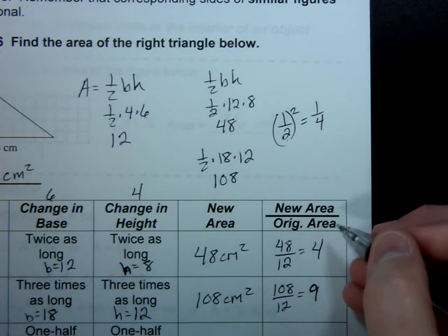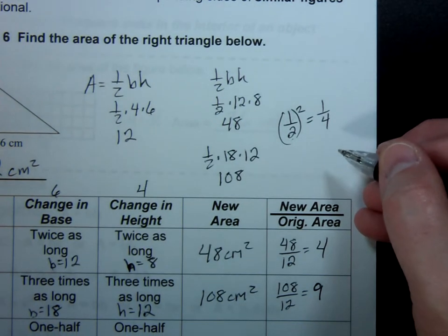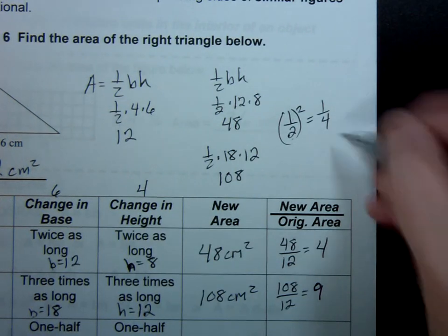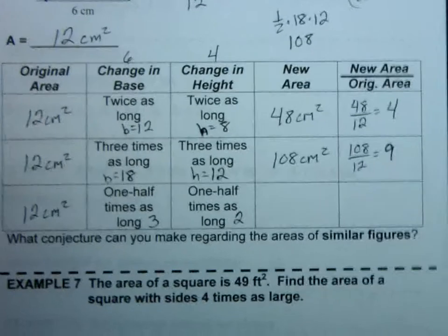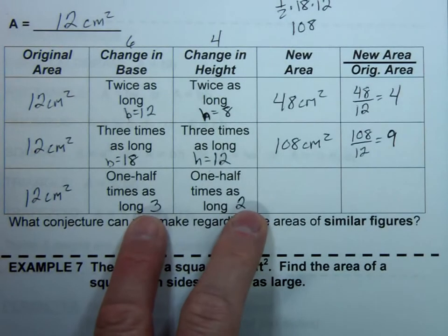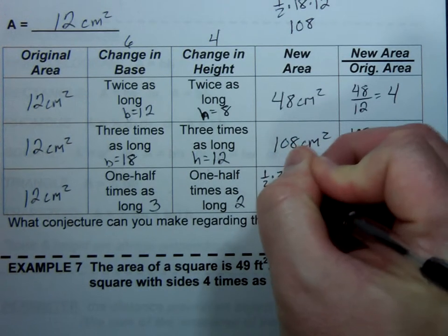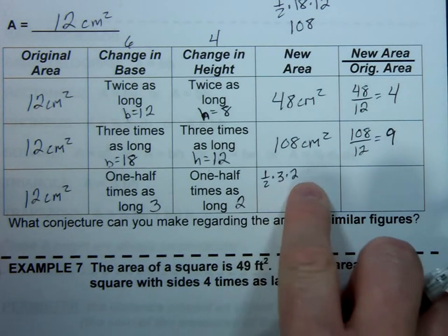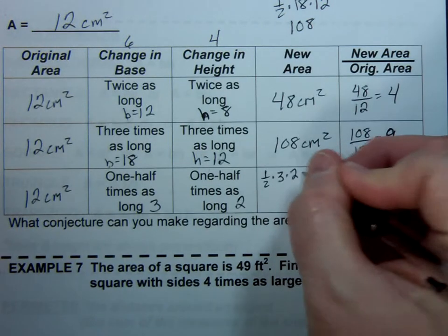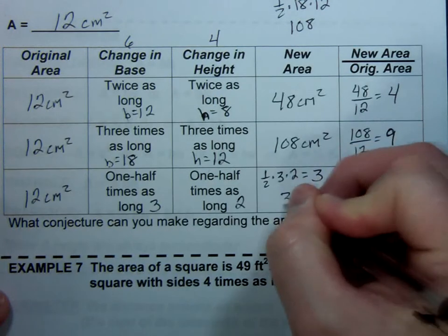So because the dimensions have been halved, the area is actually going to end up being only 1/4 the size of the original area. And we can find that out if we plug these into the formula again. 1/2 times base times height. So if we do 1/2 times 3 times 2, you should end up with an answer of 3. So the new area is 3 centimeters squared.